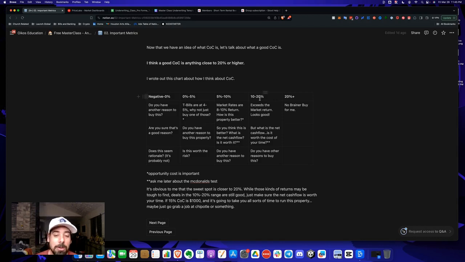So if the cash flow is good, it could be lower, like, 20% of a $100,000 property is $20,000. 10% of a $1 million property is $100,000. So you just need to know what the net cash flow is, is what I'm getting at. So this area is more in the green zone. We're going to look at it more deeply. And then anything over 20%, it's a no-brainer to me.